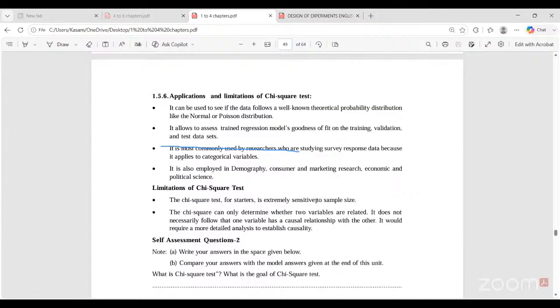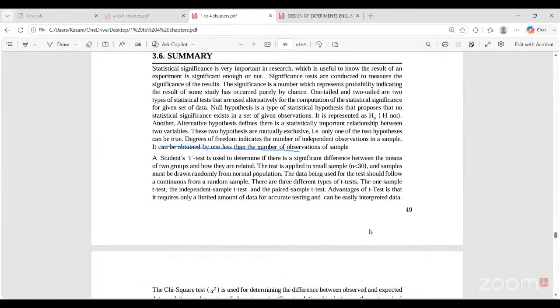The chi-square test is extremely sensitive to the sample size. The chi-square can only determine whether two variables are related. It does not necessarily follow that one variable causes the other, as it would require more detailed analysis to establish.